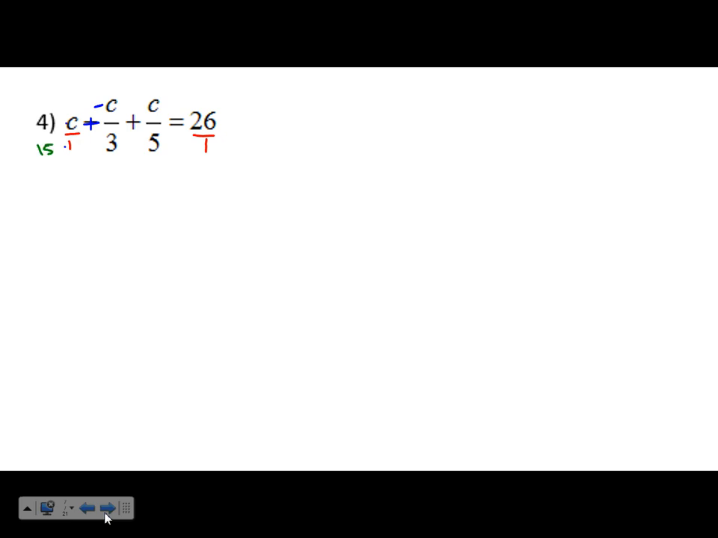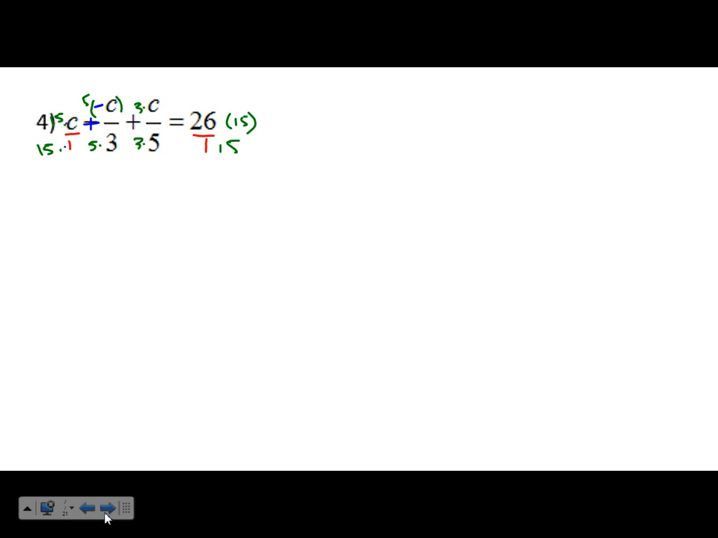So multiply this top and bottom by 15. This top and bottom multiply by 5. This one multiply by 3. And this one you're going to have to multiply by 15. So if you want to rewrite this like I was doing earlier to spread it out to make it look a little bit better, you totally can.